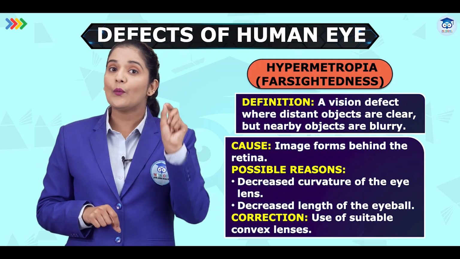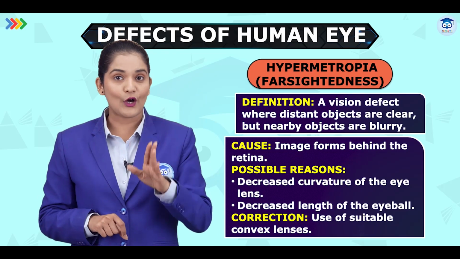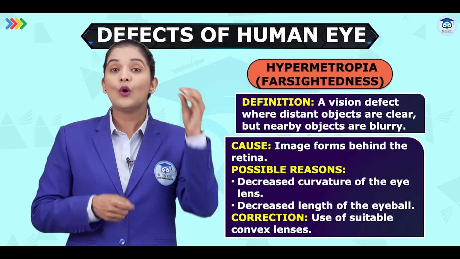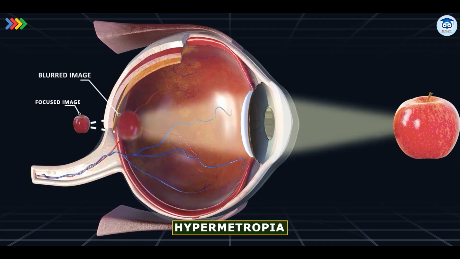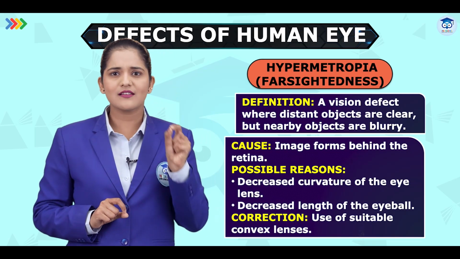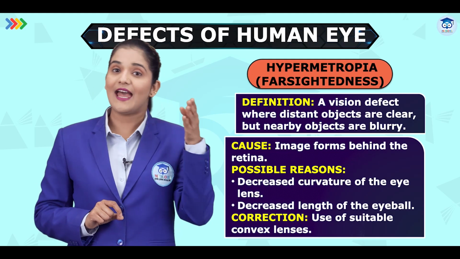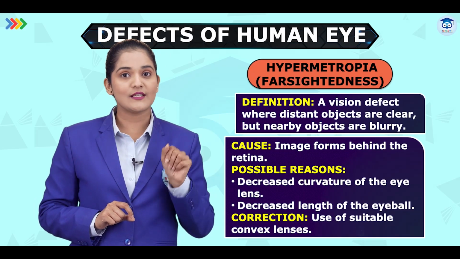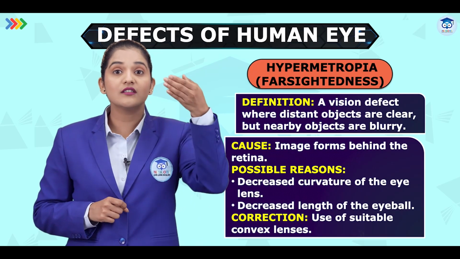In both cases, whether the image is formed before or beyond the retina, it results in a visual defect because clear vision is only possible when the image is focused exactly on the retina. There are two main anatomical reasons for hypermetropia. First, it may occur due to a decreased curvature of the eye lens, which reduces the bending power of the lens. Second, it may result from a decreased length of the eyeball, which shortens the distance between the lens and the retina. Both of these conditions prevent the light rays from converging properly, causing the image to form beyond the retinal surface.